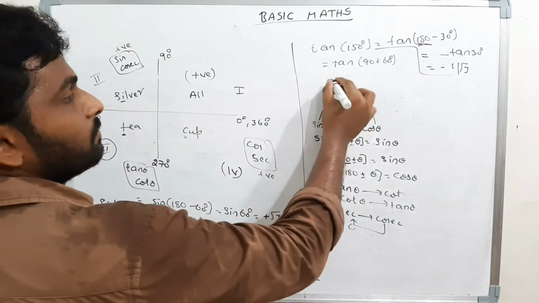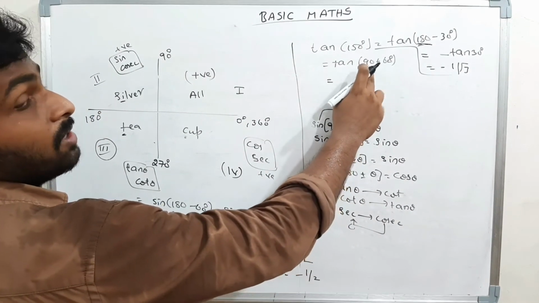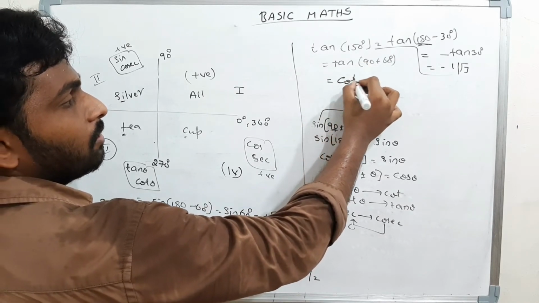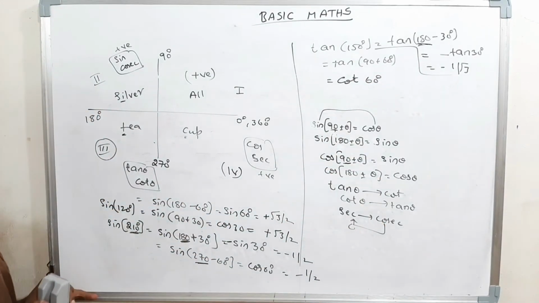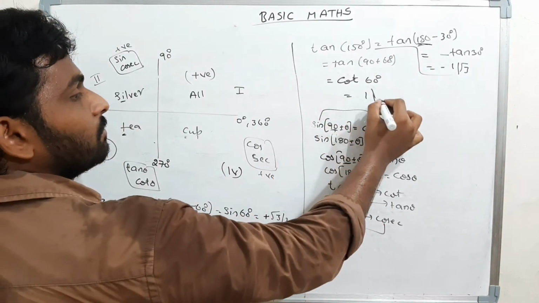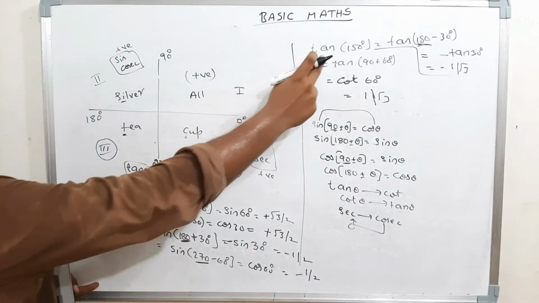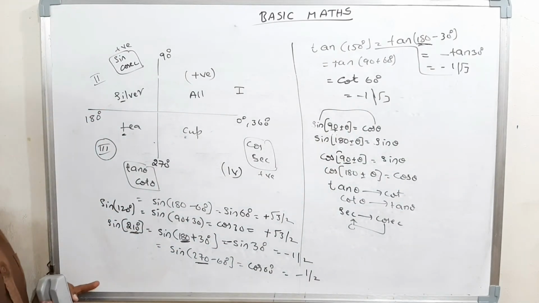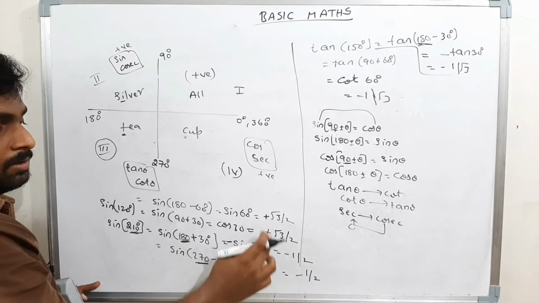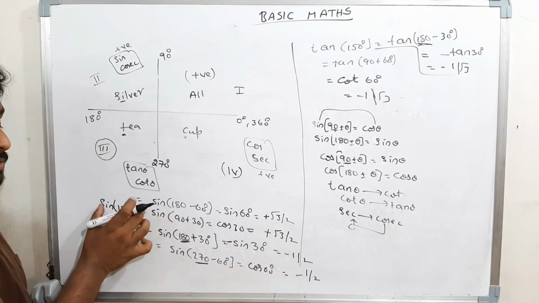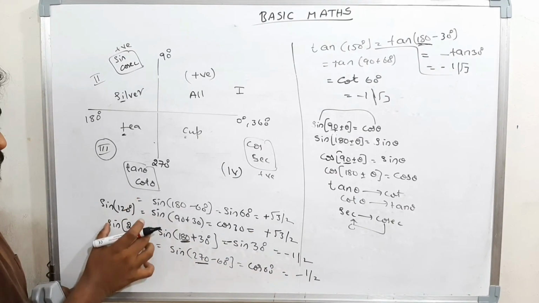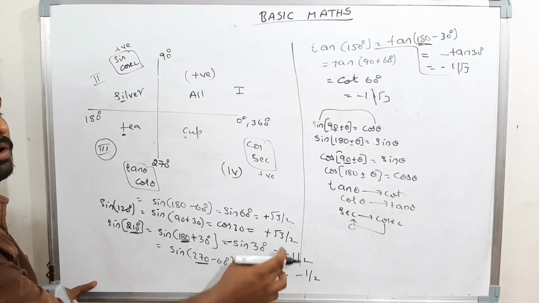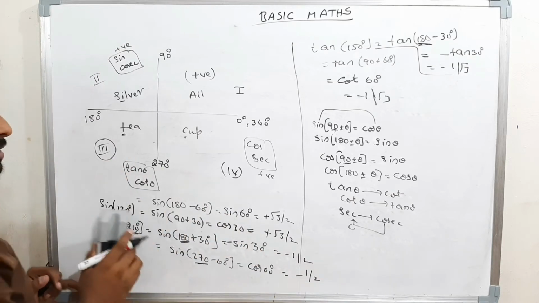Or I can write like this. Tan of 90 plus 60. 90 means odd multiple of 90. Therefore, I can write as cot 60. Cot 60 means 1 by root 3. And positive or negative? Tan 150 means second quadrant. Tan value is negative, therefore minus 1 by root 3. This minus and plus is given by the actual value. You should remember these quadrants, then only you will get positive and negative. Be careful. These negative and positive signs are very important. Now we will see one more example.